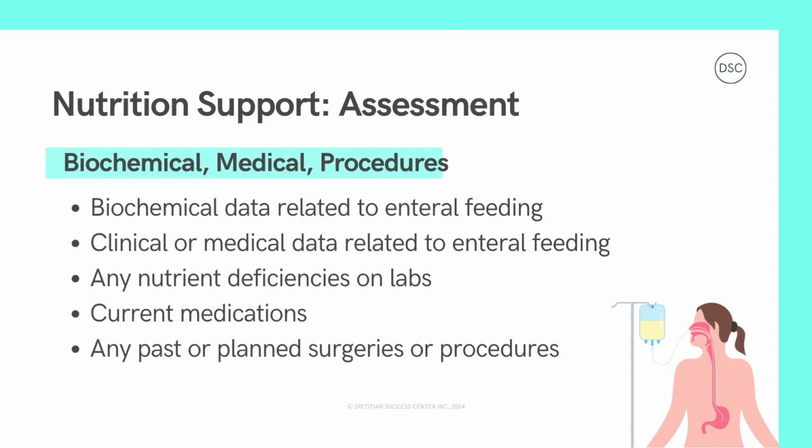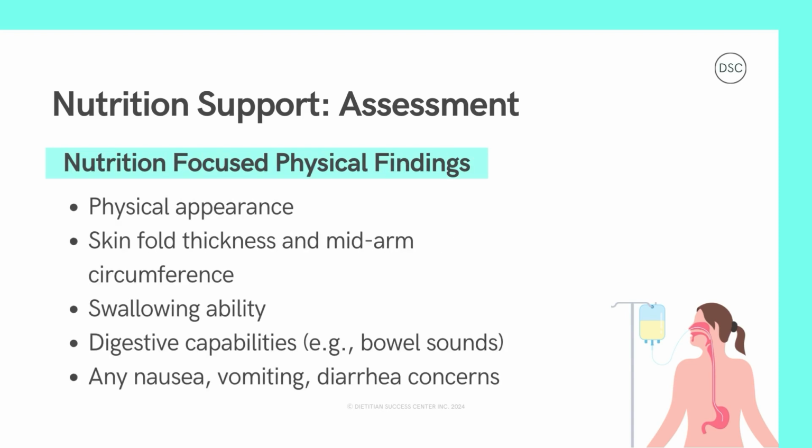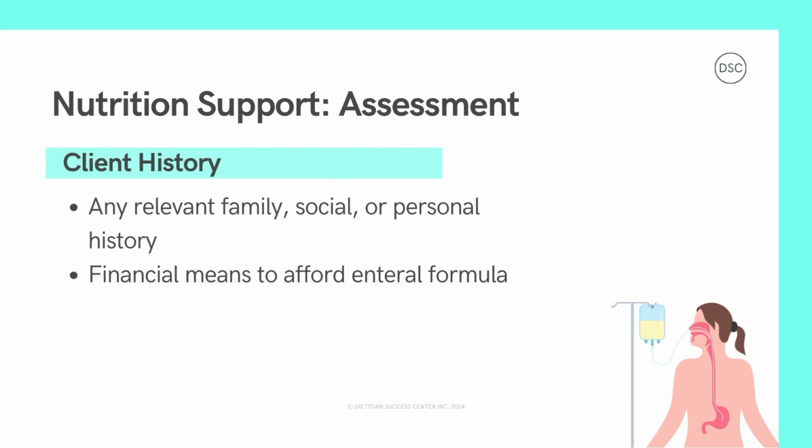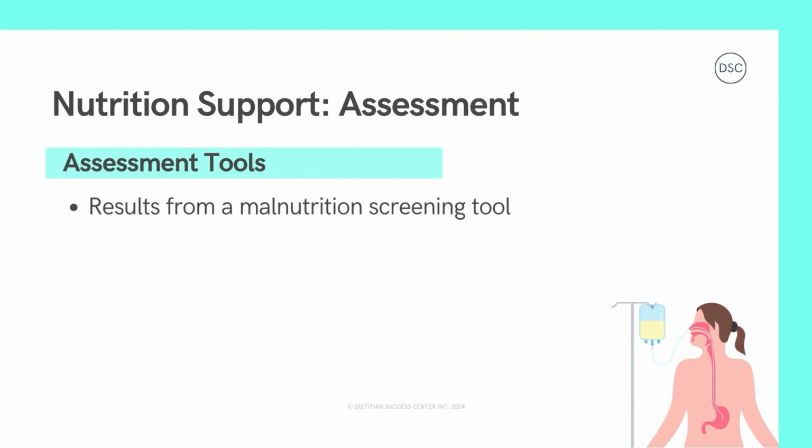Anthropometric measurements such as height, current body weight, usual body weight, and weight history, biochemical data, medical tests and procedures related to enteral feeding, clinical or medical data related to enteral feeding, any nutrient deficiencies on labs, current medications, any past or planned surgeries or procedures, and nutrition-focused physical findings such as physical appearance, skin fold thickness and mid-arm circumference, swallowing ability, digestive capability, like bowel sounds, any nausea, vomiting, diarrhea concerns, and client history, any relevant family, social, or personal history, and financial means to afford enteral formula. Also, assessment tools such as results from a malnutrition screening tool.